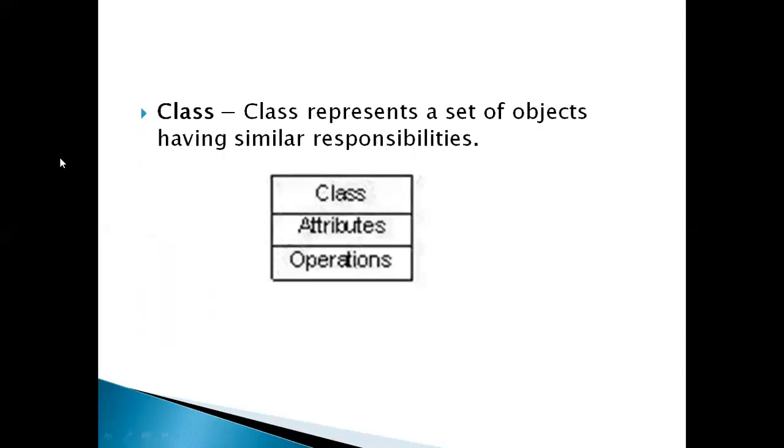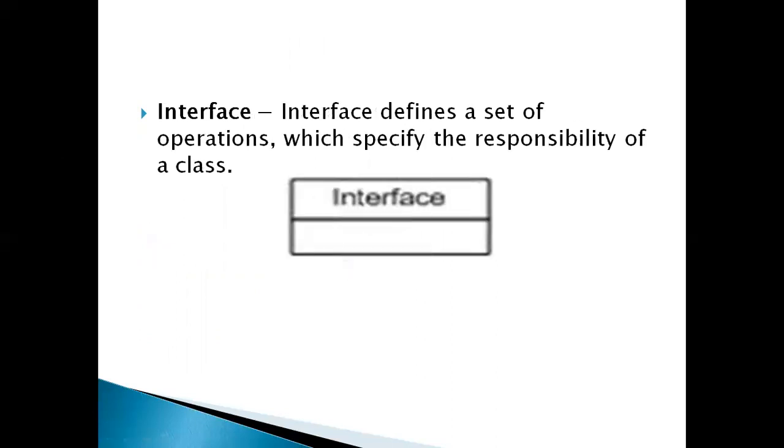What is a class? Class represents a set of objects having similar responsibilities. This is the class name, attributes, operations. Attributes can be variables, properties, fields. Operations can be functions or methods. What is an interface? Interface defines a set of operations which specify the responsibility of a class.